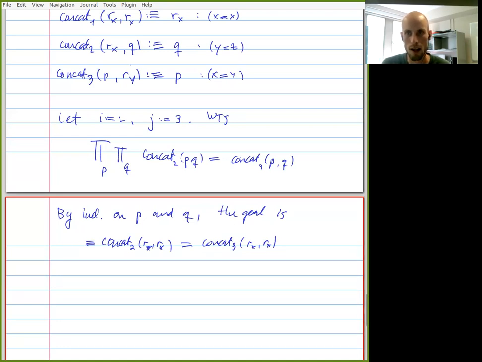Concat 2 even computed before we inducted on both paths. We only needed to induct on the left argument. So this computes to Rx. And the right-hand side computes once you've inducted on the right argument. And so this is Rx. And so we can supply a term of this type, which is Rx.